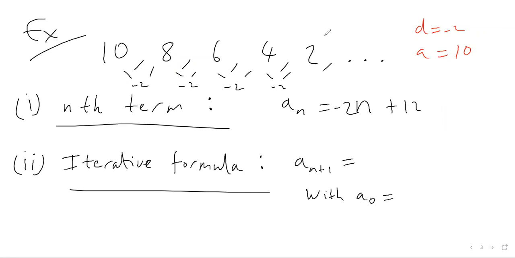That's going to give us 12, because A take away D equals 10 minus -2, which is 12. So we get a plus 12 there. So our nth term for this sequence is going to be -2n plus 12. And we can verify this.